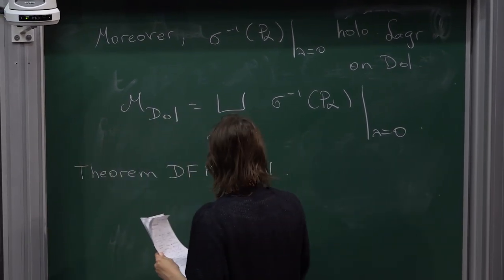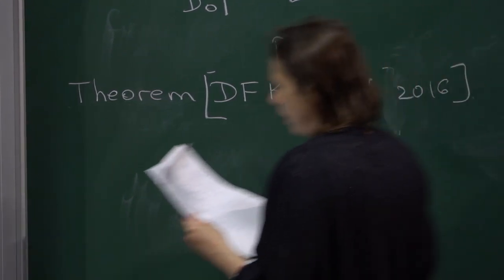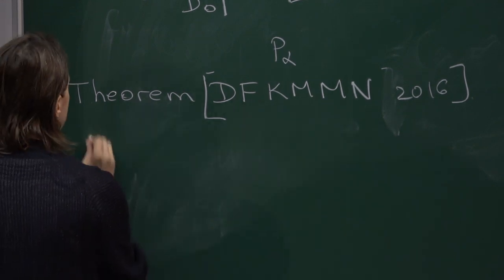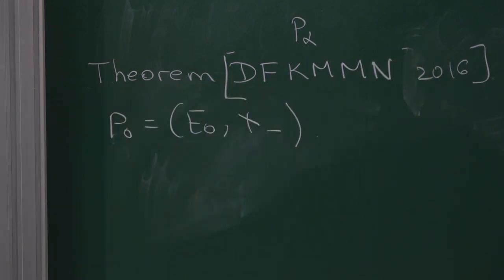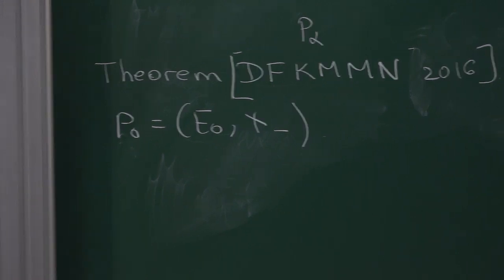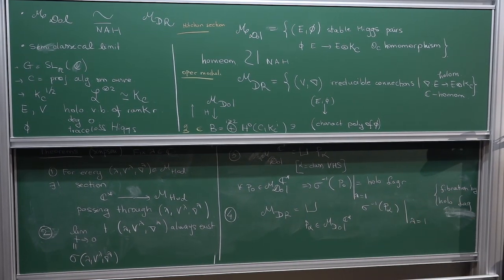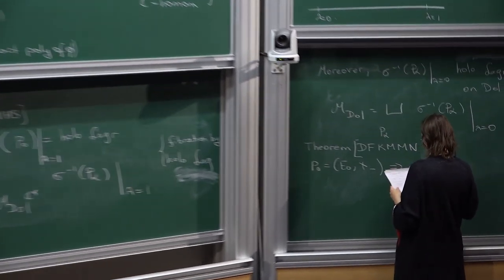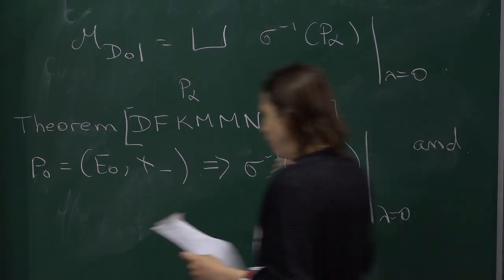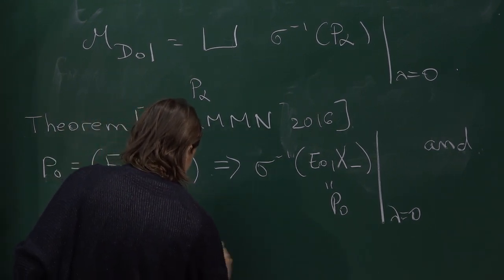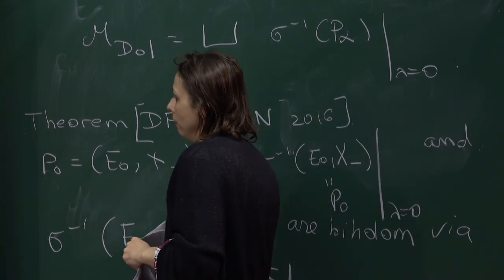Okay, so the theorem, and this is with Laura Fredrickson, Georgios Kydonakis, Rafe Mazzeo, Motohico Mulase and Andrew Neitzke, maybe it was 2016, was that if I restrict to P0, that is E0 times minus, and we proved in that lemma that this is the fixed point. This is a fixed point of the Hitchin section on the Dolbeault, and also on the de Rham moduli. So this is what that lemma says. Then these two Lagrangians are biholomorphic. So this is this Higgs point when lambda equals zero, are biholomorphic via Gaiotto's conformal limit.